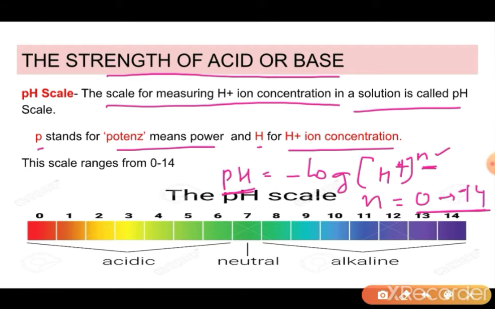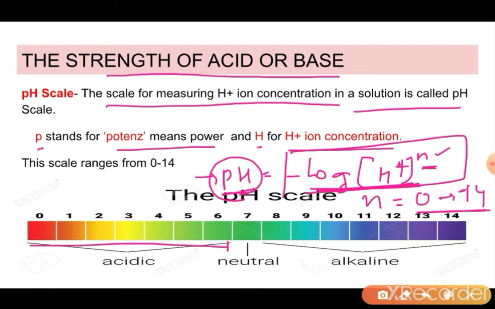We are not going to consider this formula. We are just concerned here with the pH scale. I just explained this formula so that you come to know the actual use of H plus ion concentration. So if the pH is 0 to 6, that means the solution will be acidic in nature. If the pH is 8 to 14, the solution will be basic in nature. And if it is 7, the solution is neutral in nature.